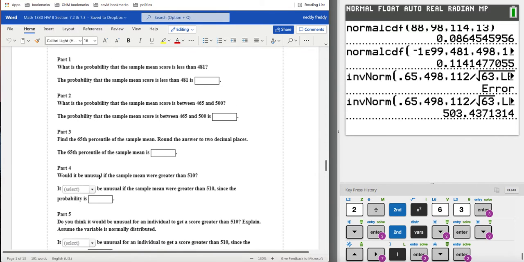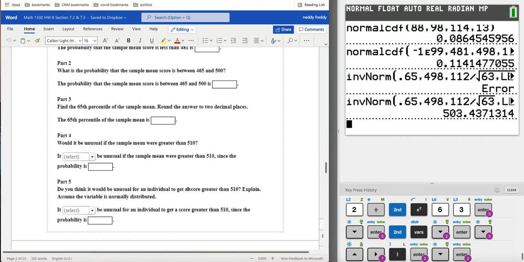Would it be unusual if the mean were greater than 510? So then you're going to find the probability that it's greater than 510. And if it is less than 0.05, then it is unusual. If it's more than 0.05, it's not unusual, just like in the previous sections.